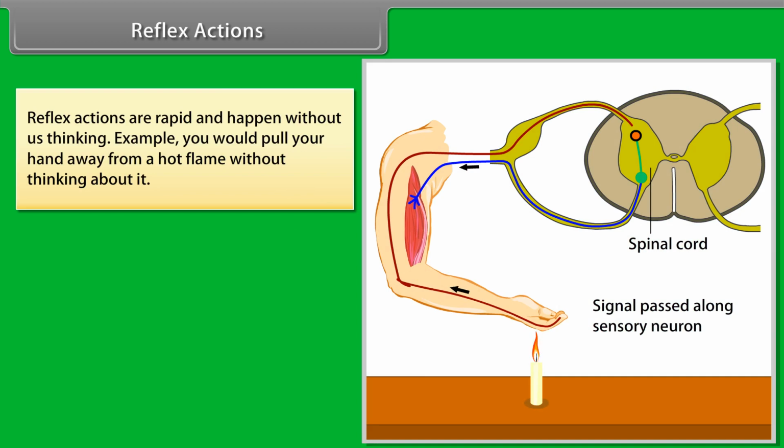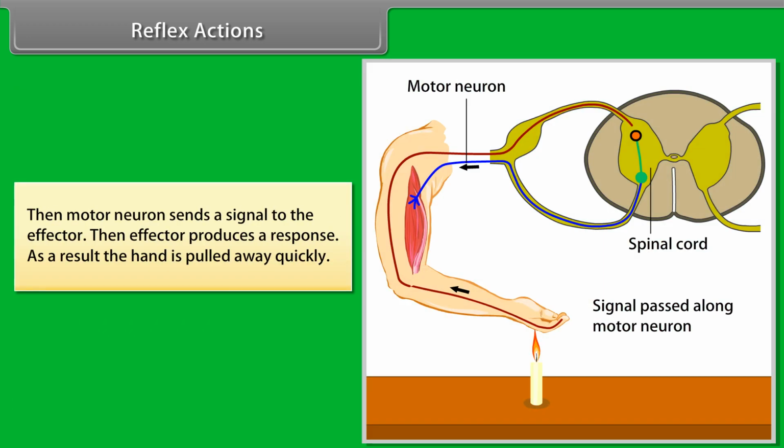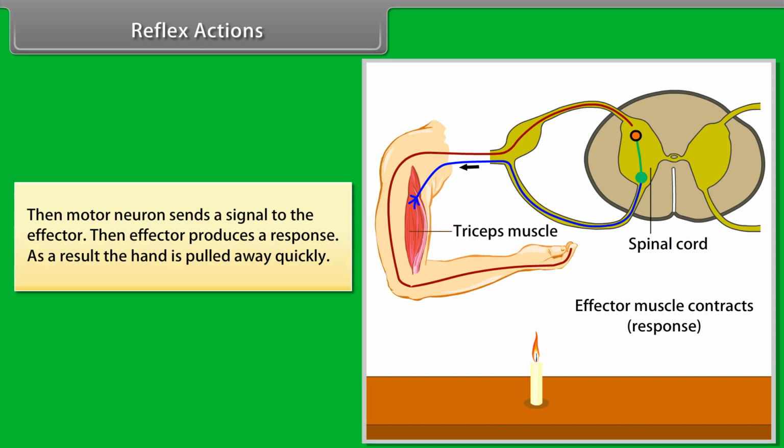For example, you would pull your hand away from a hot flame without thinking about it. The process is as follows. A receptor detects a stimulus. This is indicated by the red on the hand. A sensory neuron sends a signal to the relay neuron. Then the relay neuron sends the signal to the motor neuron. Then the motor neuron sends a signal to the effector. Then the effector produces a response. As a result, the hand is pulled away quickly.